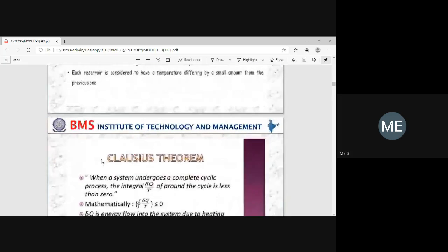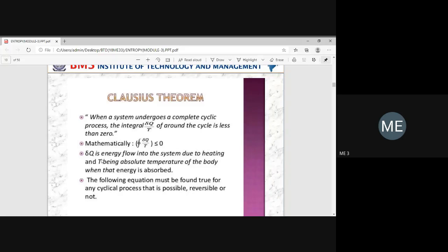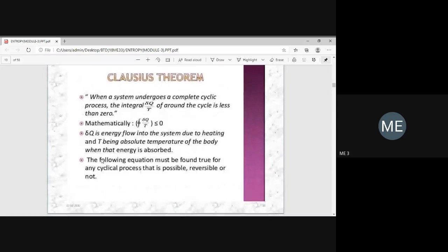Next, we are going to learn Clausius theorem. In this chapter, mainly we are going to study Clausius theorem, Clausius inequality, then irreversibility, and the entropy change during various processes like constant volume process, constant pressure process, isothermal process, adiabatic process, polytropic process, etc. The first important thing in this chapter is Clausius theorem.